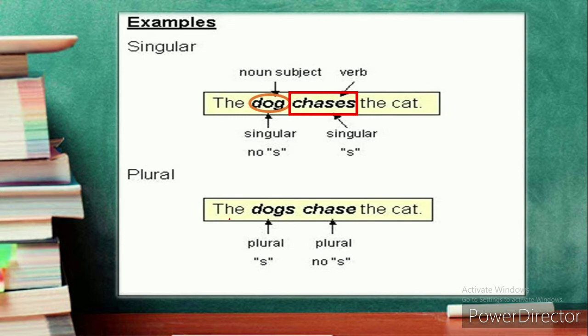The next sentence. The dogs chase the cat. The subject here is the word dogs, which is a plural subject because maybe there are two or more dogs. So the verb must be in plural form as well. We have here chase. As you could notice, there is no S or ES. It is in its basic form because the subject dogs requires a plural verb.